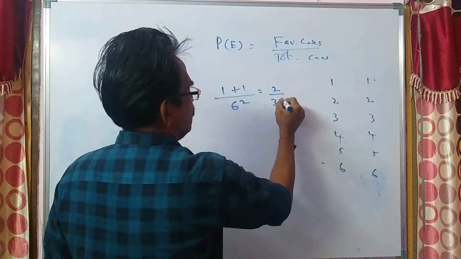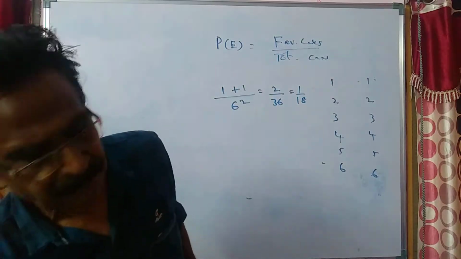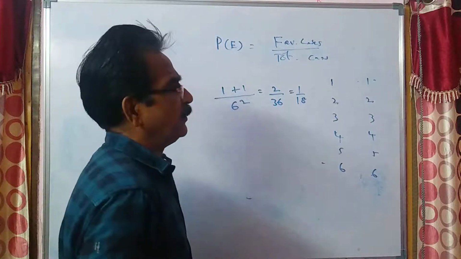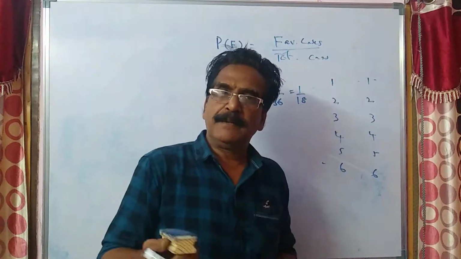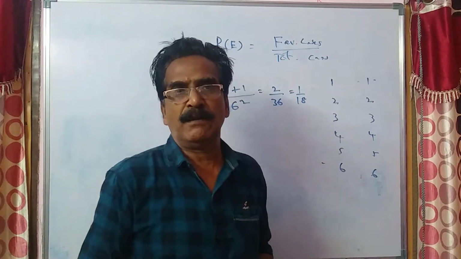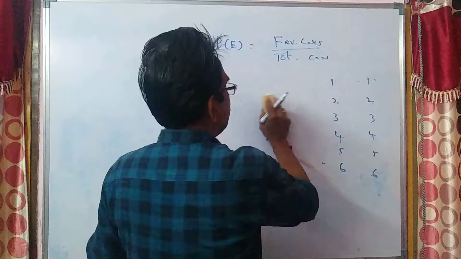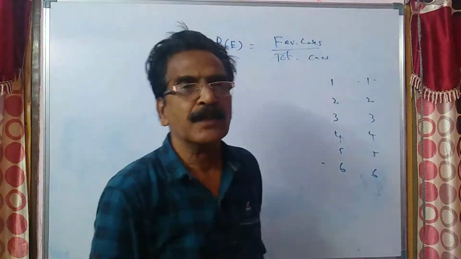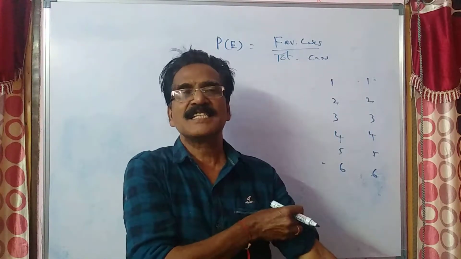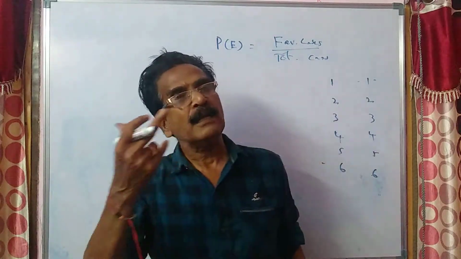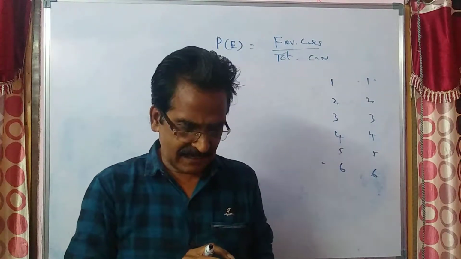2 by 36, 1 by 18. 1 by 18 is the probability. So what is your probability to get the minimum sum? 1 by 36. What is the probability to get the maximum sum? The maximum sum is 12, so 1 case. Here the question is either minimum sum or maximum sum. So he wants the sum either 2 or 12. So favorable cases 2 by 36.